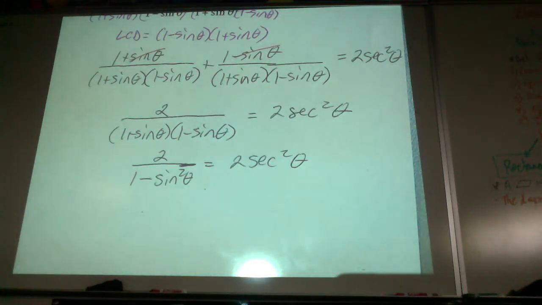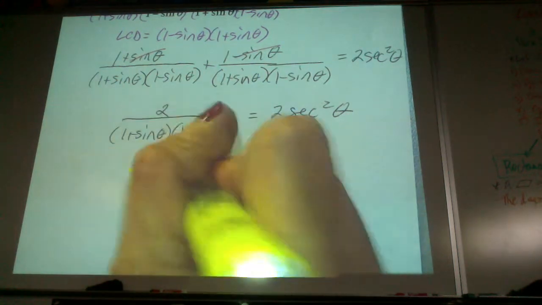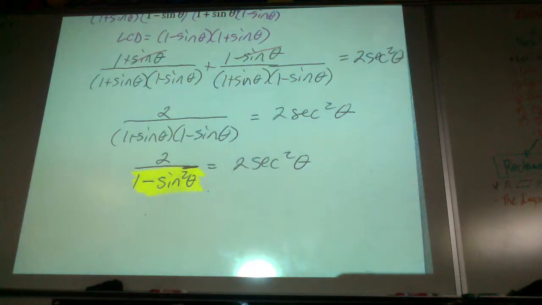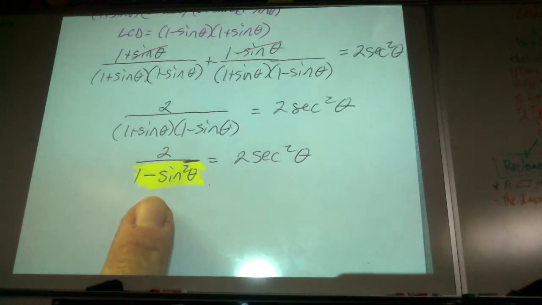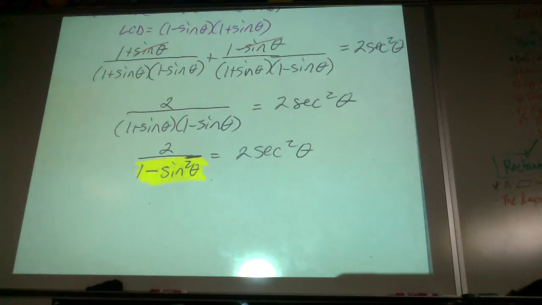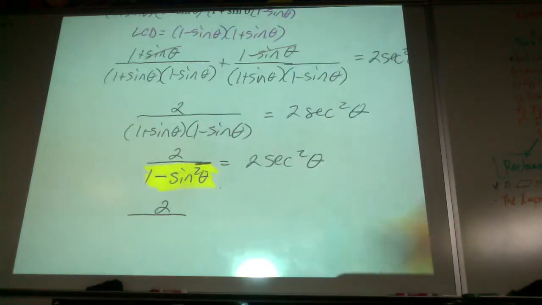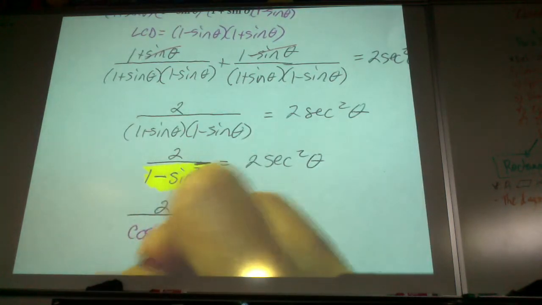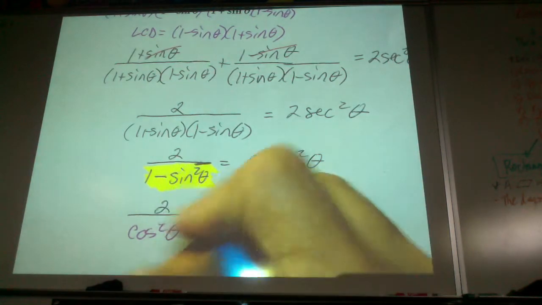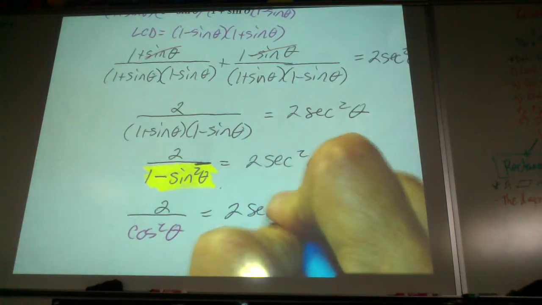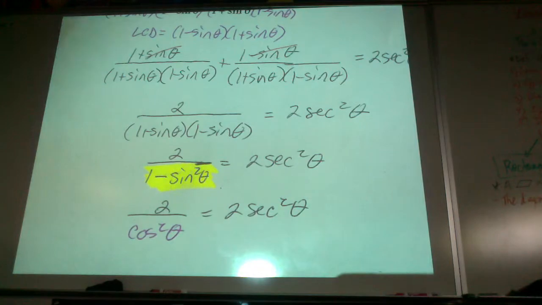This should be screaming, look at me, look at me, look at me. Why? That equals cosine squared, doesn't it? If I take my sine squared plus cosine squared equals 1, I can make it into this by subtracting sine squared from both sides. So I can replace that with 2 over cosine squared theta equals 2 secant squared theta.